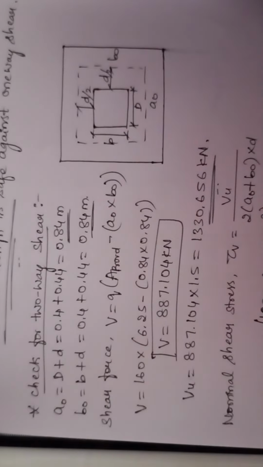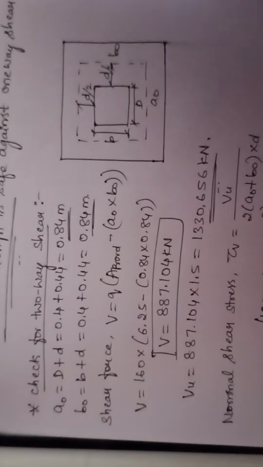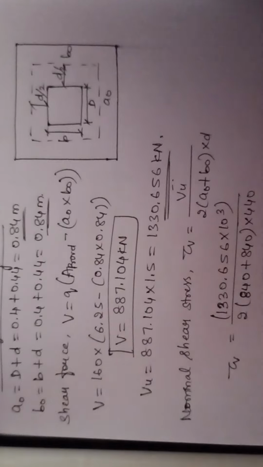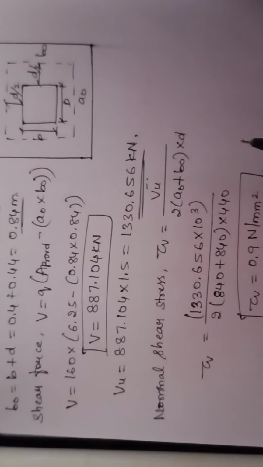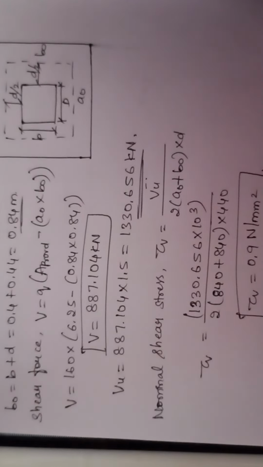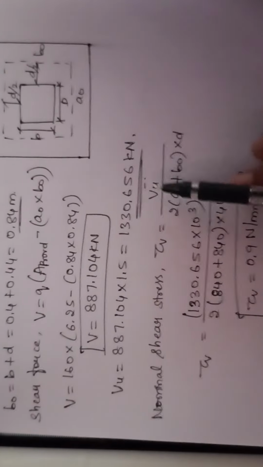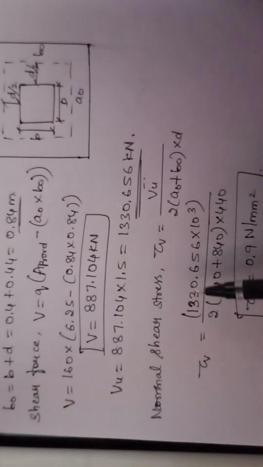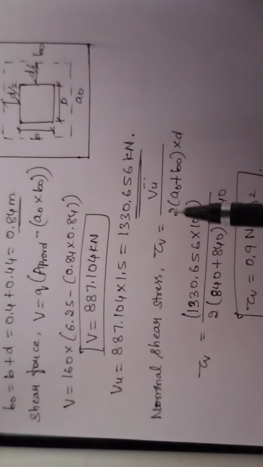Then you convert that into factored shear force by multiplying it with 1.5. So we will be getting 1330.656 kilonewton. Then once you know the shear force value, let us find the nominal shear stress with the formula tau V is equal to Vu divided by 2 into A naught plus B naught into d, where Vu is kept in terms of kilonewton, but while substituting in the formula of tau V, we always have to keep it in terms of Newton by multiplying our value with 10 power 3.